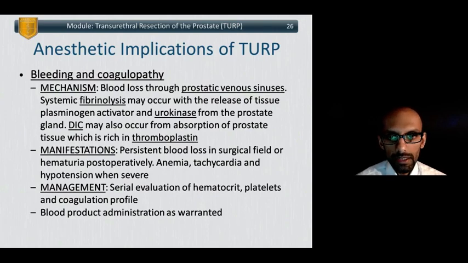Now, bleeding and coagulopathy is another consideration for doing transurethral resection of the prostate, partly due to the fact that you are cutting through a lot of prostatic venous sinuses, but there's a higher rate of fibrinolysis that occurs with this procedure because you are releasing urokinase from the prostate gland, and that can lead to DIC eventually. So, because of that, we do take into account bleeding risk whenever someone's getting a TURP procedure.